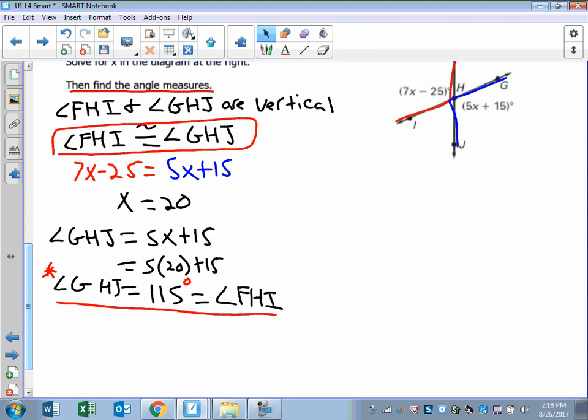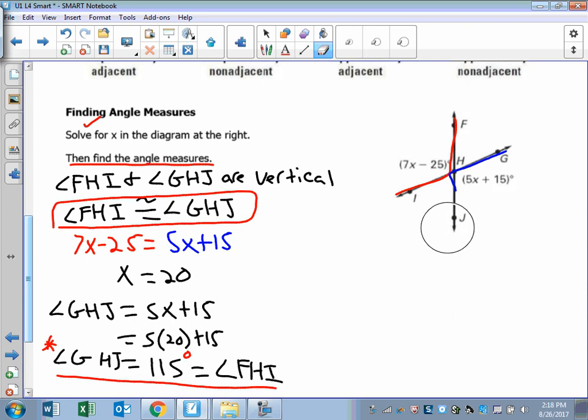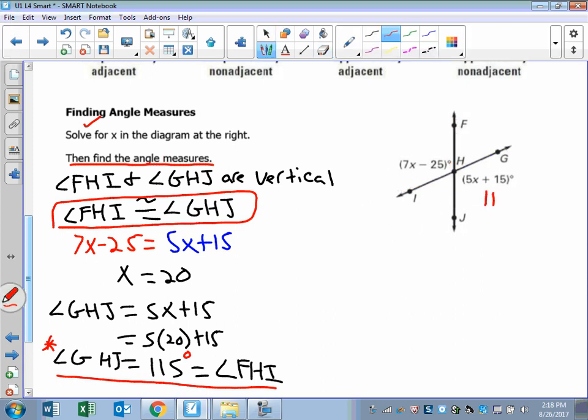Now we have to find the other 2. So we know that GHJ is 115 degrees. That's this. We need to find FHG and IHJ. Now, if you look carefully, you can see that both of the angles, the blue and the green, are adjacent with the red. So they're adjacent and they form a straight line. So that means they're a linear pair. That means they have to equal 180.